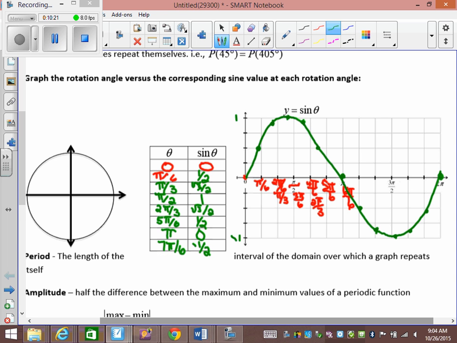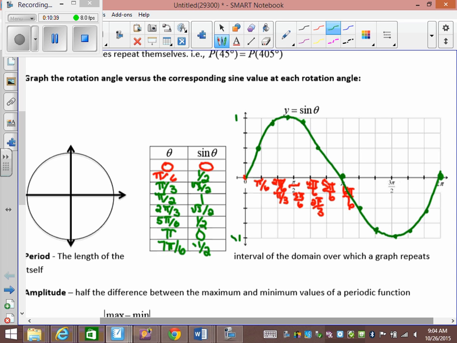There's points the whole way through. So that's how you connect them. So your sine graph starts at 0, 0. It's not translated. Why? Because at 0, my y value is 0. At pi over 2 or 90 degrees, my y value is 1.